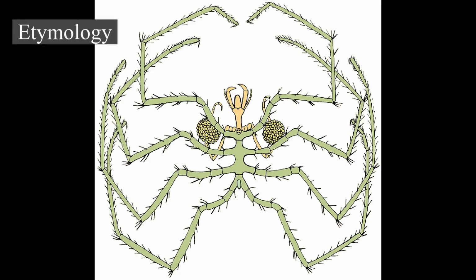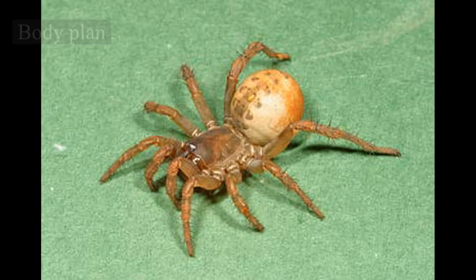Etymology. The word spider derives from Proto-Germanic spinþrǭ, literally spinner, a reference to how spiders make their webs, from the Proto-Indo-European root *spen, to draw, stretch, spin. Description. Body plan. Spiders are chelicerates and therefore arthropods.